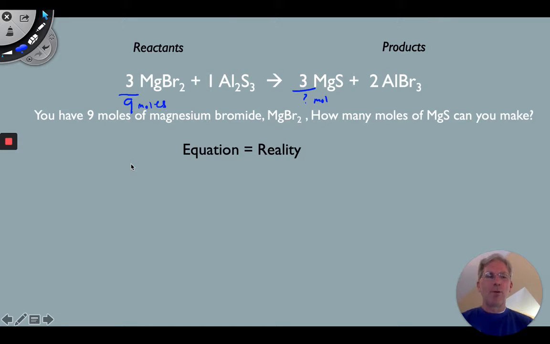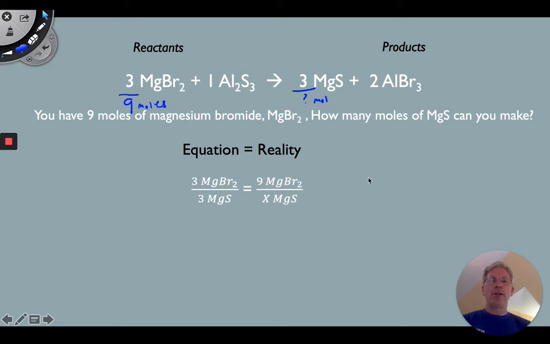First thing we need to know is that the equation actually represents reality. That this chemical equation is balanced and in reality, it will give you whatever you put in. So even though it says that you need 3 magnesium bromides to produce 3 magnesium sulfides, if I give you 9, you can then convert that 9 into a number using some math.